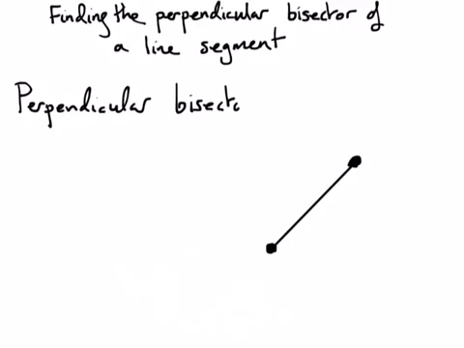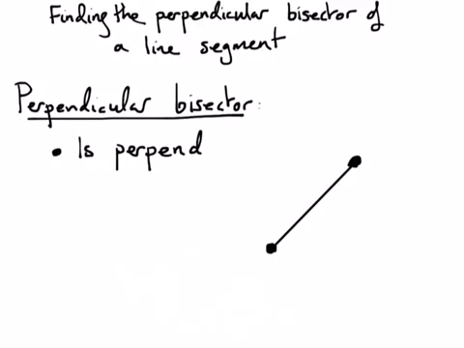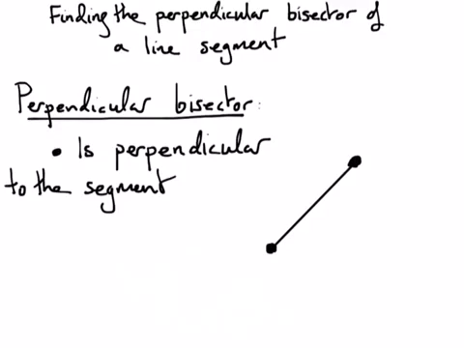Now, the perpendicular bisector of a line segment is a line that's perpendicular to the segment. So, what does that mean? Well, that means that it is at right angles to it. The angle that it makes when it intersects the line segment is 90 degrees. As you can see here, this grey line would be perpendicular, but also this grey line is perpendicular to the line segment, as is this one. In fact there are infinitely many lines that we could find that are perpendicular to this line segment.